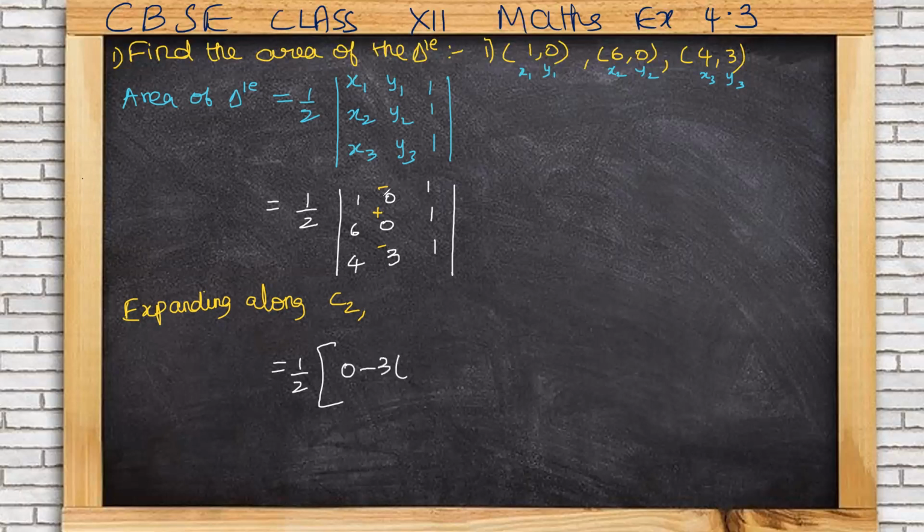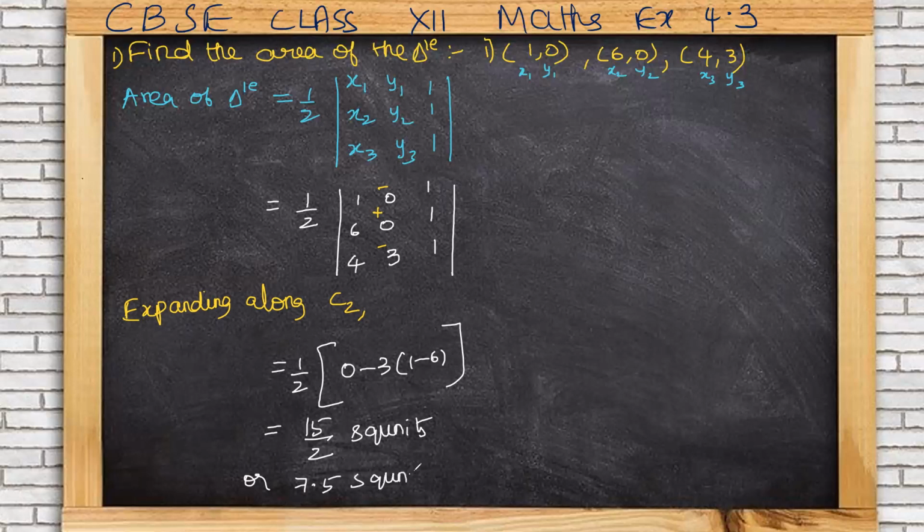So minus 3 into, deleting the corresponding row and column, we have 1, 1, 6, 1, that is 1 into 1 minus 1 into 6, that is 1 minus 6. 1 minus 6 is minus 5. Minus 5 into minus 3 is plus 15. So 15 by 2 square units. You can end here or you can write it in decimal as 7.5 square units. Either you can end with the fraction or write the decimal if needed. So both ways the answers are correct.